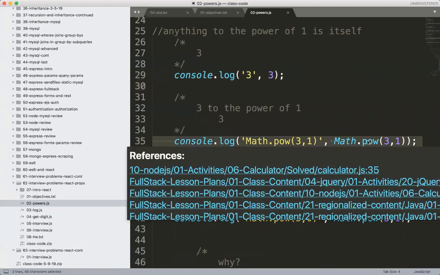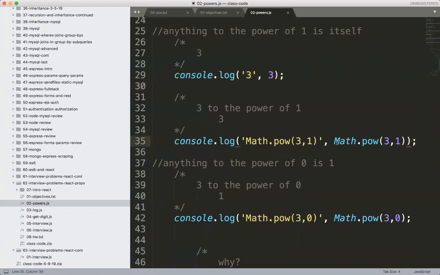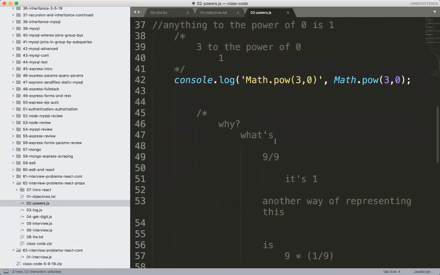Anything to the power of 1 is going to be itself, right? Because you're just multiplying 3 no times, right? Just 3. And then over here, anything to the power of 0 is 1, right? So over here, 3 to the power of 0 is 1. And this is a weird concept.